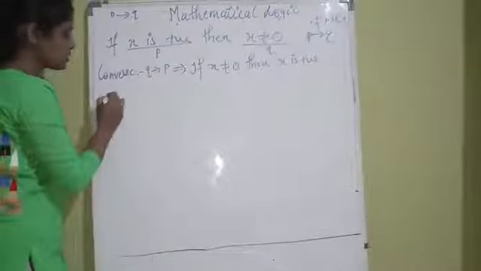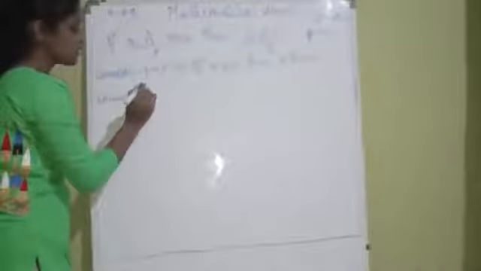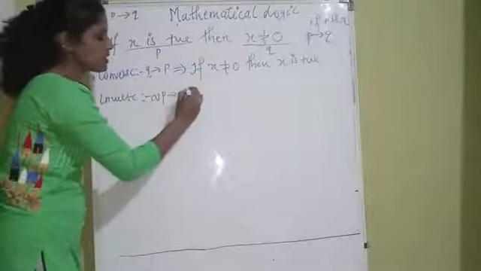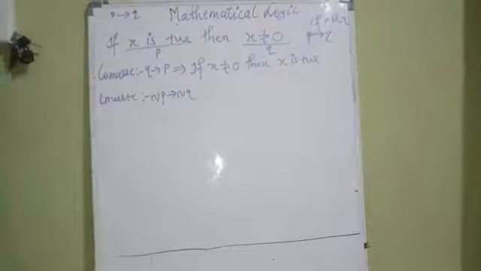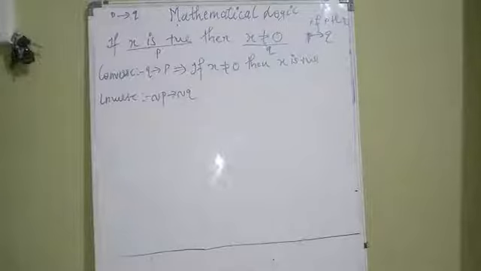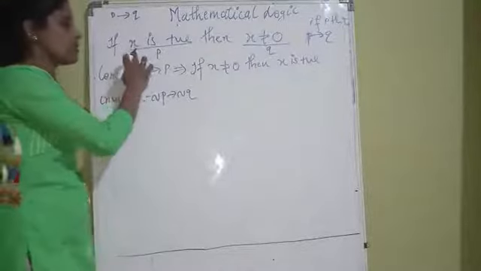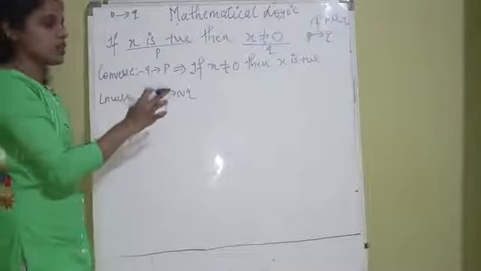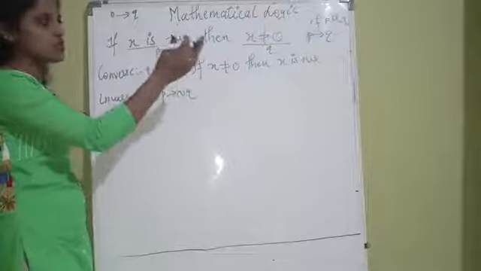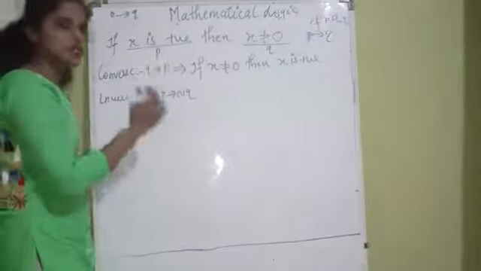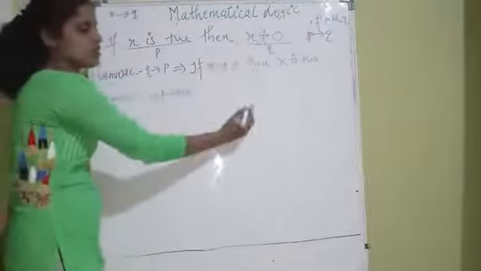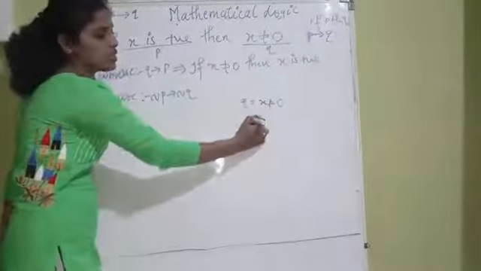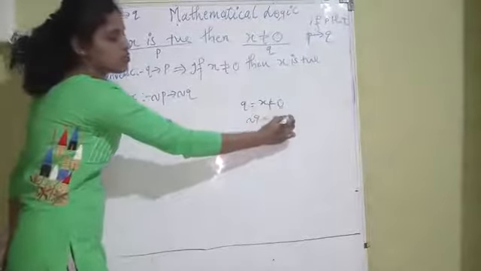Now see the inverse. The inverse of the statement is negation of P implies negation of Q. P means x is positive, so negation of P means x is not positive. Q means x is not equal to 0. The negation of Q will be what? x is equal to 0.